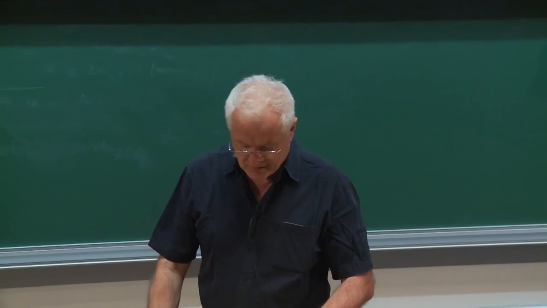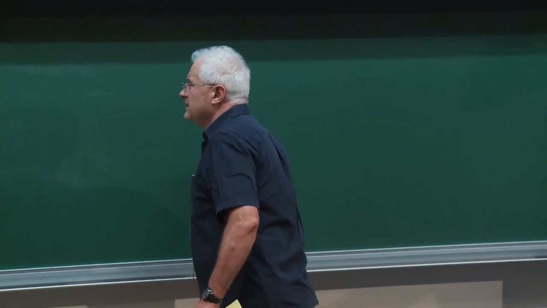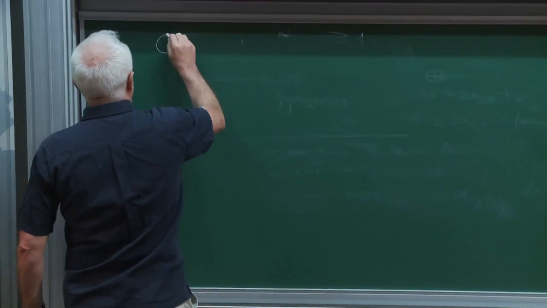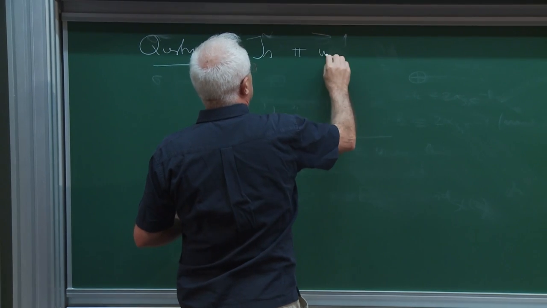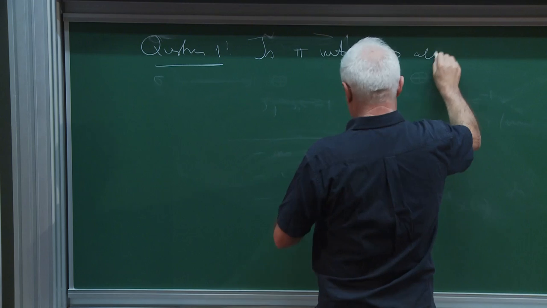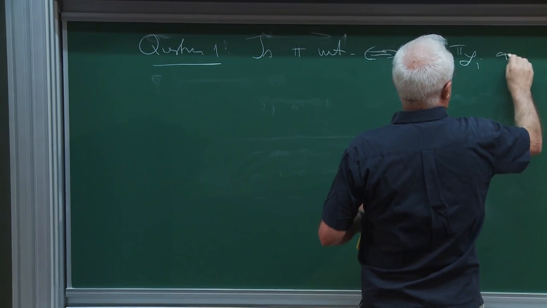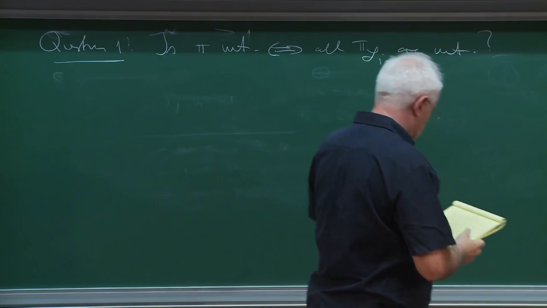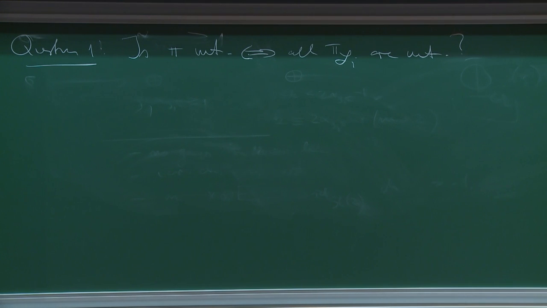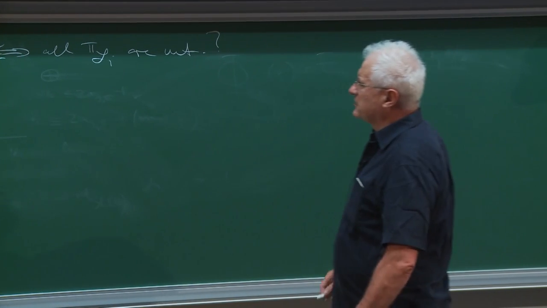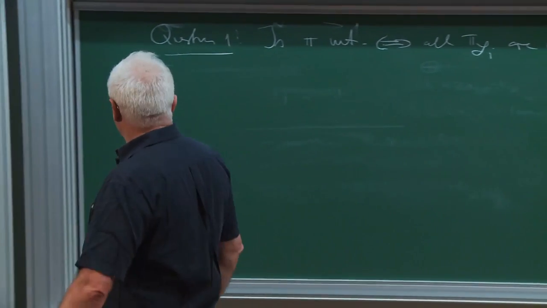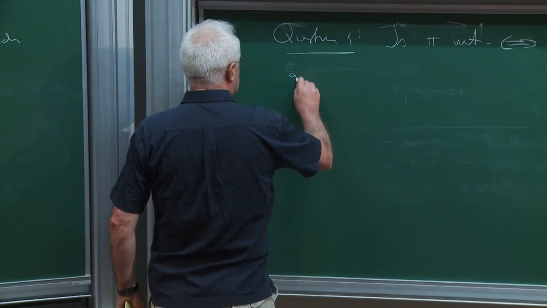But now I'll ask this question. Is pi unitary if and only if all pi_Li are unitary? This was more or less trivial in one direction, and in this case, no implication is obvious. Actually, this is quite a hard question. And there is some evidence for this, very limited. So this is the generic case.